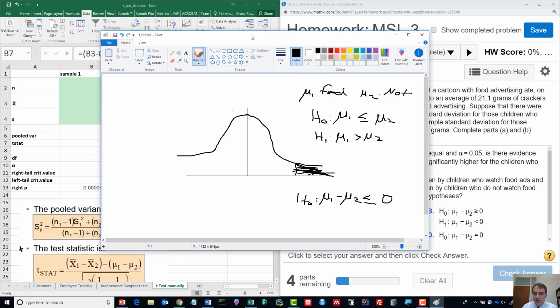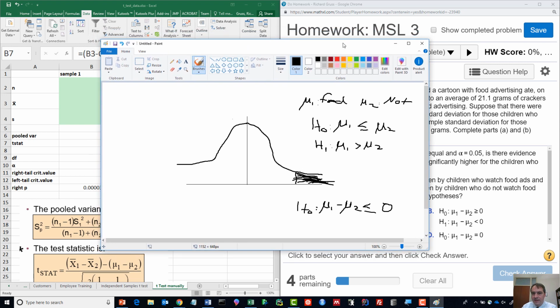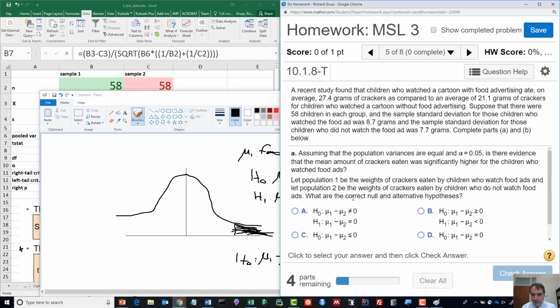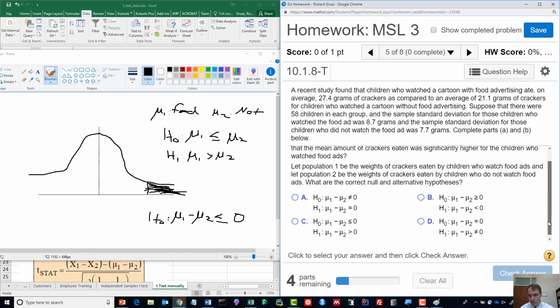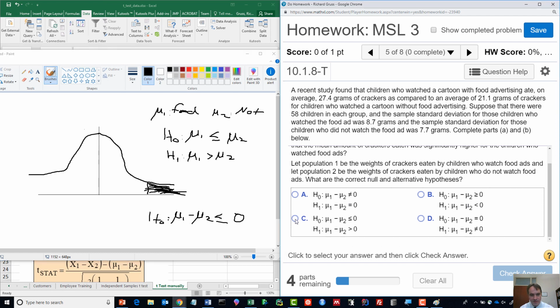Okay, so let's go back and see if we can answer a few of these questions then. Given the problem set up, what are our null and alternative hypotheses? So we've got the one corresponding to what we just figured out would be this one, right?